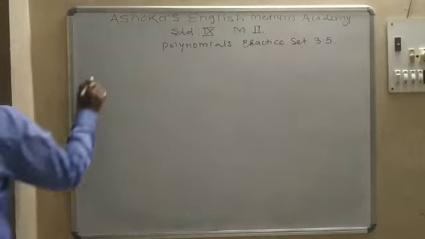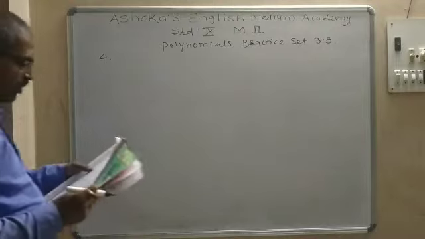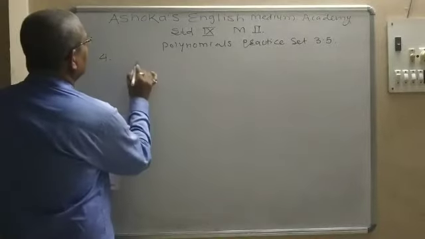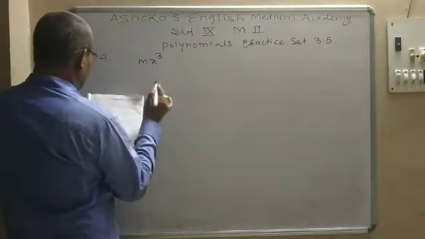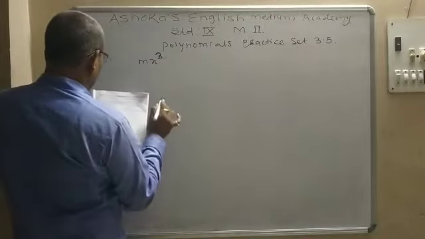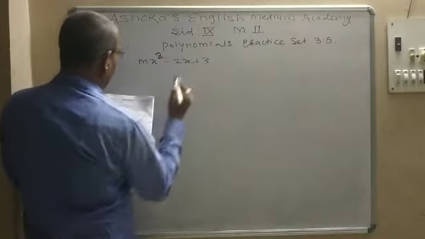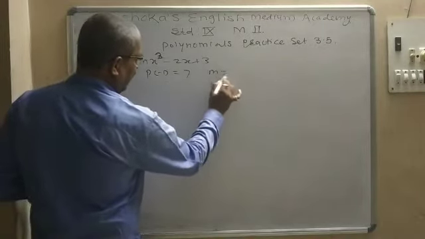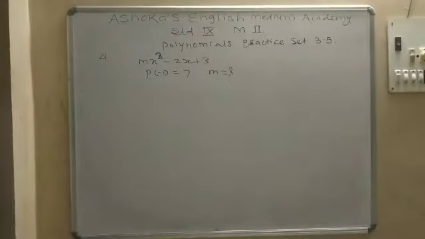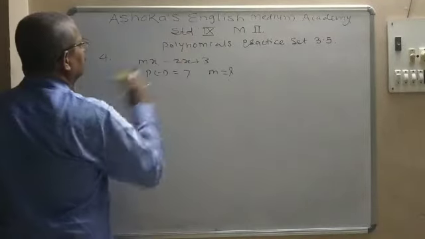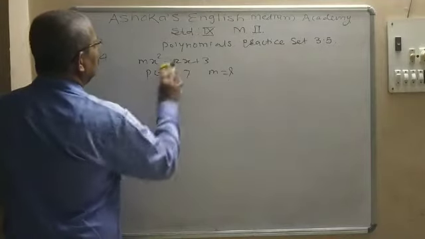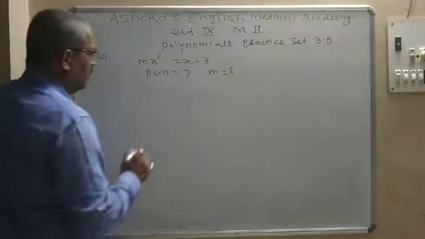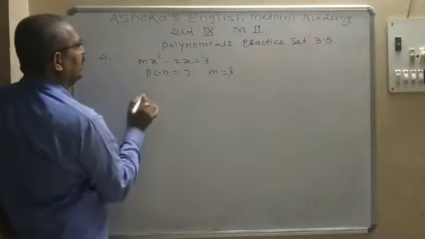Now question number 4. What is question number 4? Find the value of m in the same kind of question. The polynomial is m x raised to 2 minus 2x plus 3, p(-1) is equal to 7, and you have to calculate m. How will you calculate m? So simple. We will find it. You can also. Now we have to calculate m.